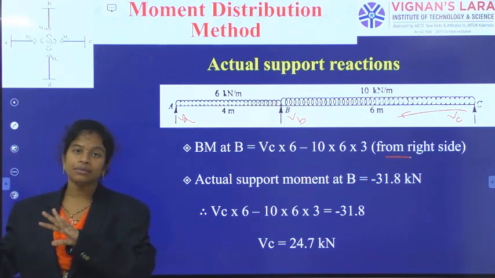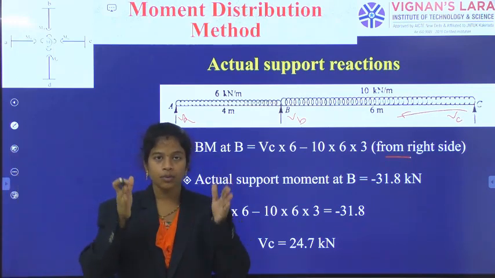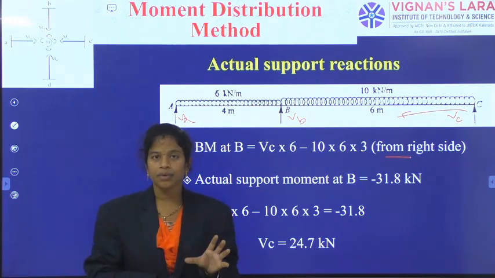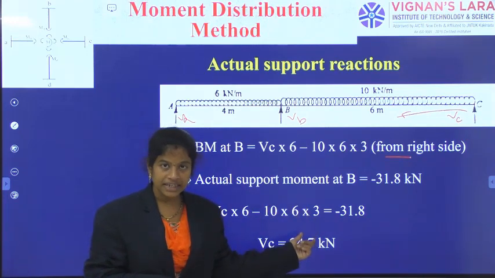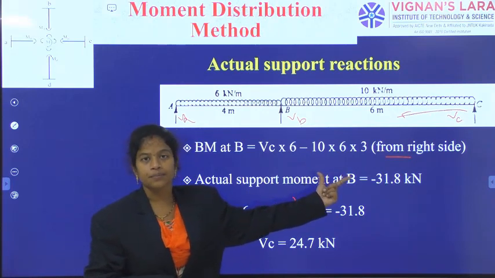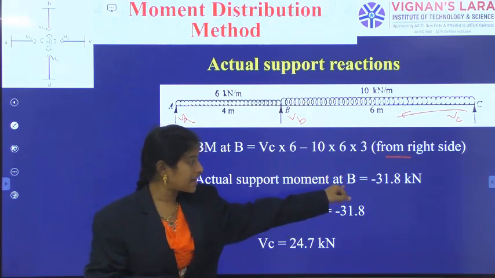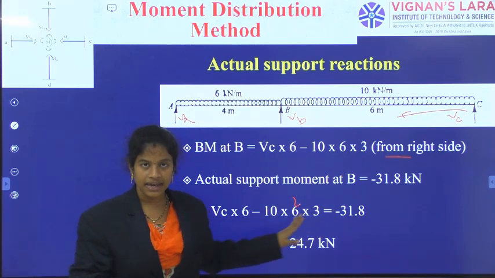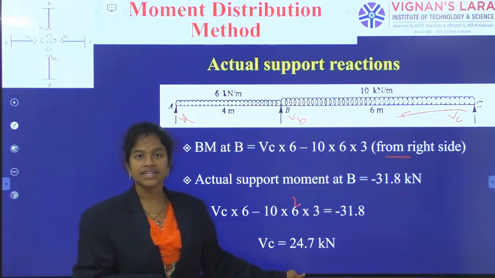Don't think from the table. Later we have given support moments with nature. Hogging moment of 31.8. But here, saggings are preferred for the positive. So hogging means minus 31.8 I should write. Again, equating those two, we have got the VC answer.